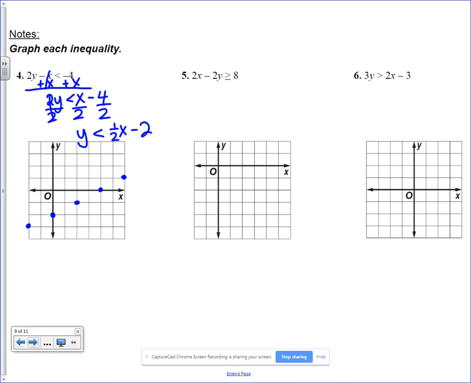Is this line going to be solid or dashed? It is dashed. Good thing you didn't listen to Gage. Remember, no equal sign is going to be dashed. And, okay, Gage, enough. Logan, is this going to be shaded above or below? That's a less than sign, so it's going to be below. So it looks something like that.